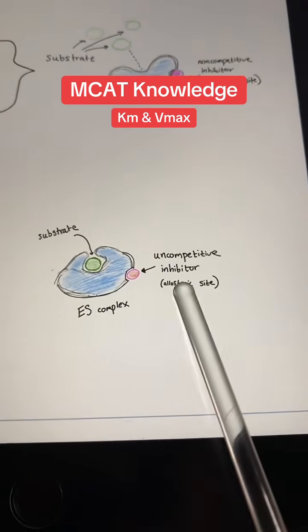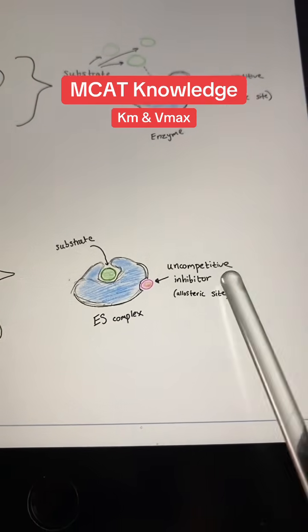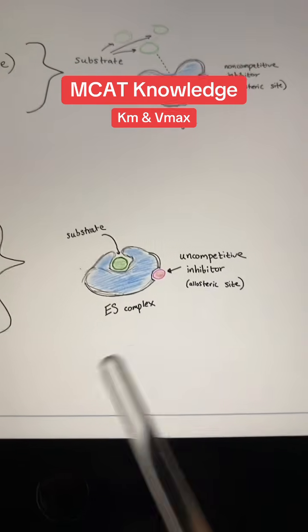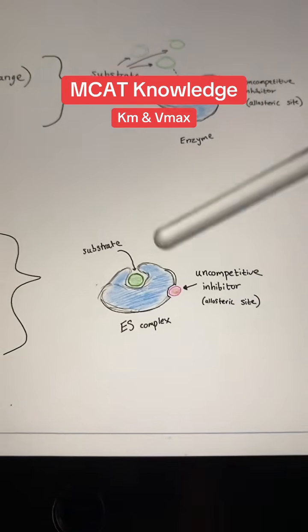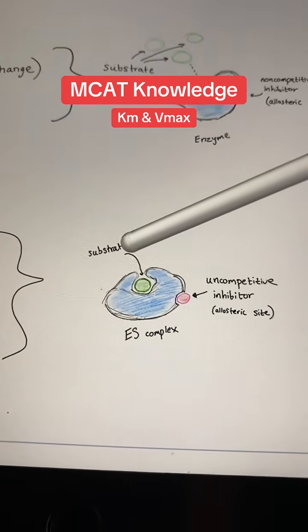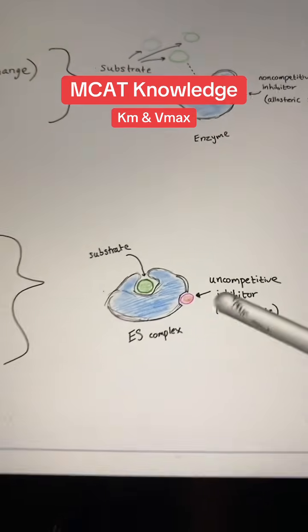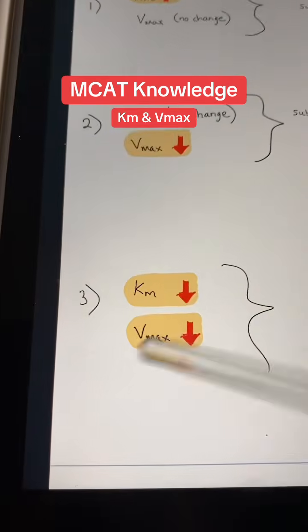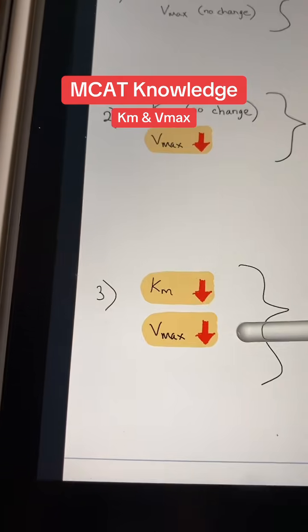Lastly, we have our uncompetitive inhibitor. Now, this one's special because the uncompetitive inhibitor only binds to the enzyme substrate complex. So once the enzyme has bound to its substrate, this inhibitor might attach to the allosteric site. This causes both the Km and the Vmax to drop.